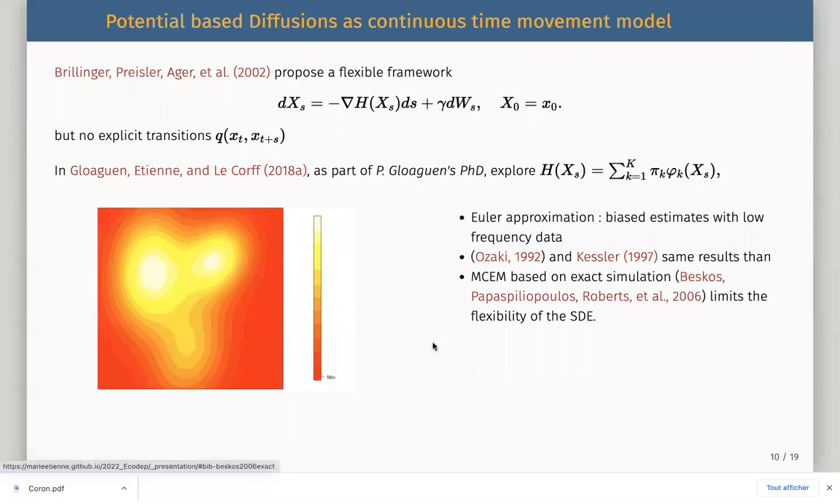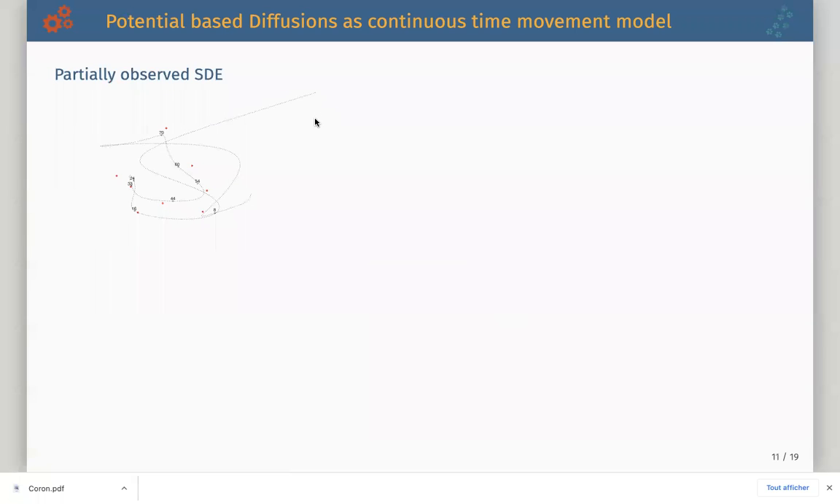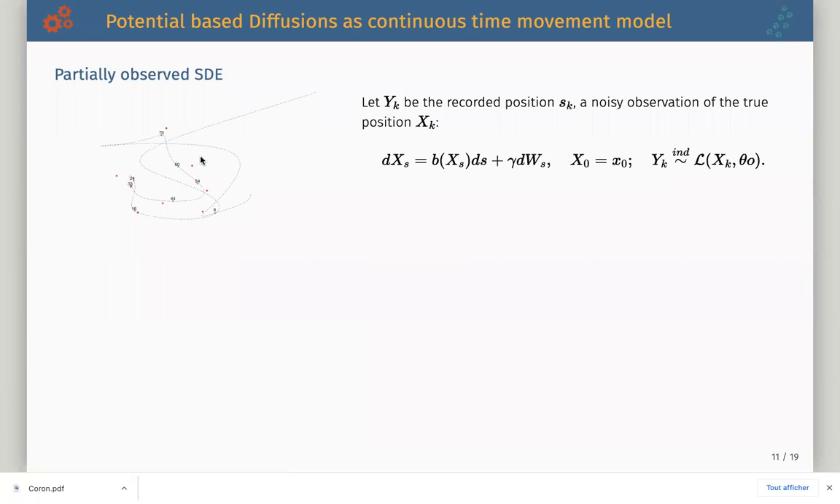So doing so, we assume that the position is perfectly known, which is not the case. So we try to look at the situation where you have only partially observed stochastic differential equations. That is, you have noisy observations of the position, and you still consider some stochastic differential equation which is observed with some Gaussian noise here.